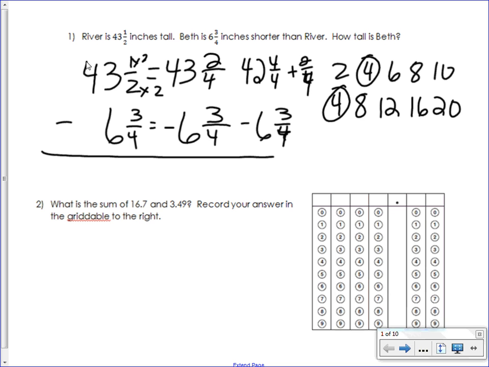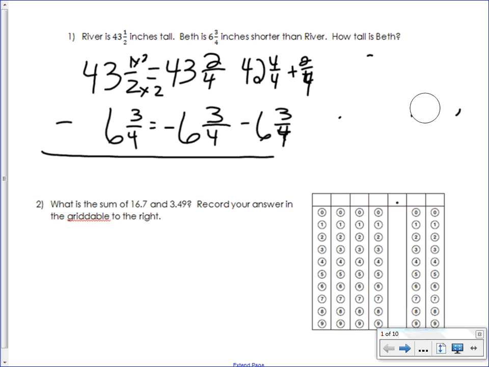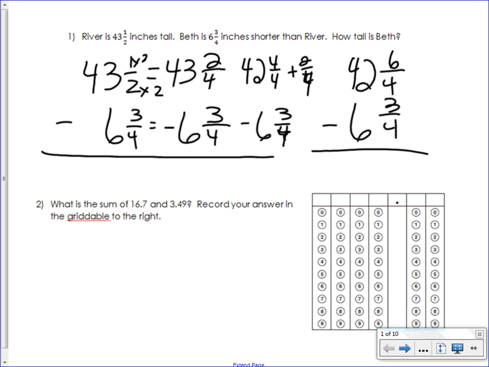Now, I'm going to erase this so I have more room. All right, 42 4/4 plus 2/4 is 42 6/4 minus 6 3/4. 6/4 minus 3/4 is 3/4, and 42 minus 6 is 36. So my answer is 36 3/4 inches tall.